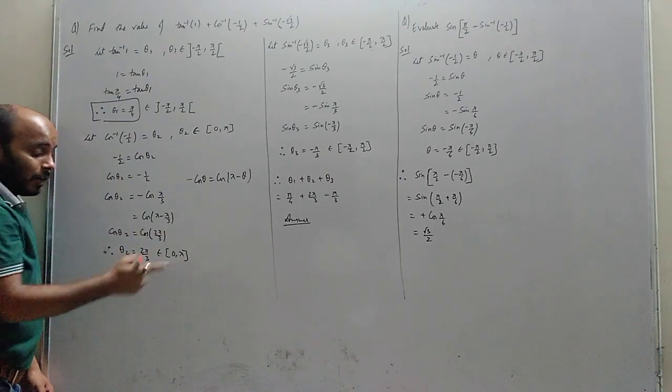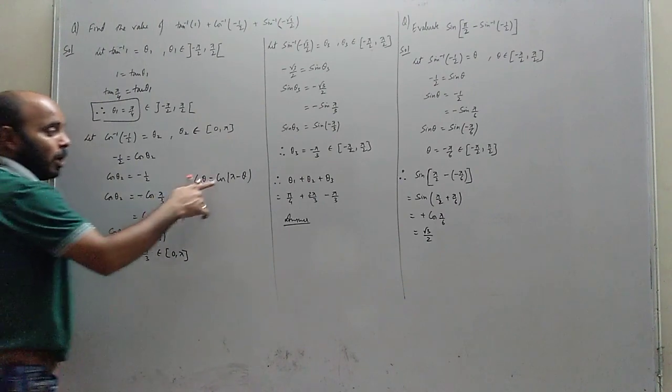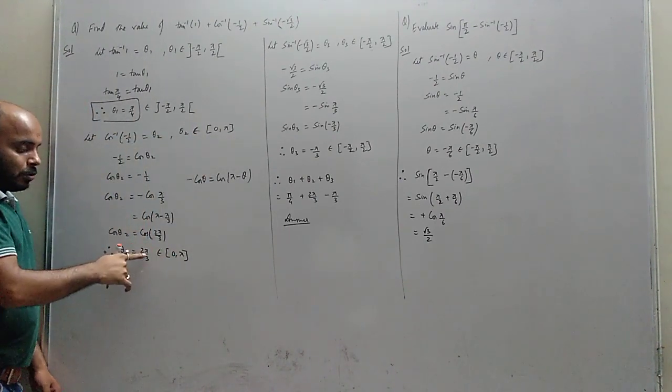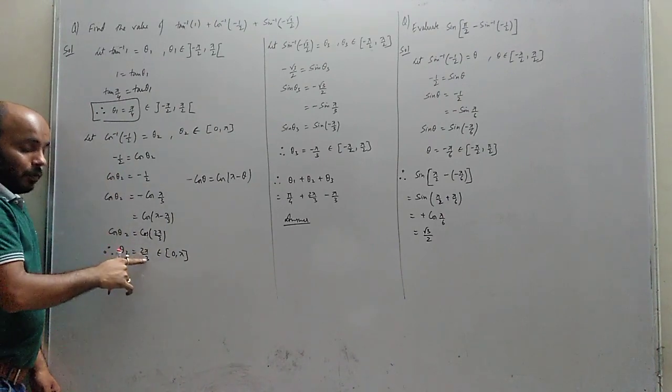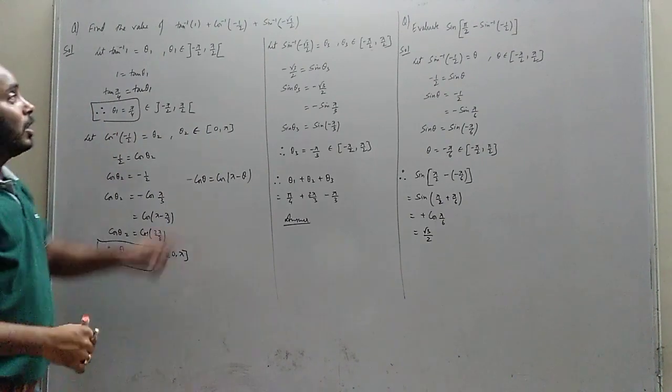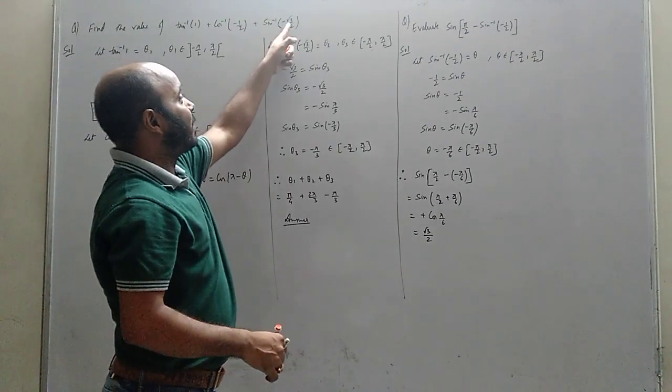Now we have to confirm that this 2 pi by 3 belongs to the range, right? So 0 to 180, 2 into 60, pi by 3 is 60, so 120, it belongs. That is, we got theta 2 equals 2 pi by 3. Now go to the third one. What is sin inverse minus root 3 by 2?